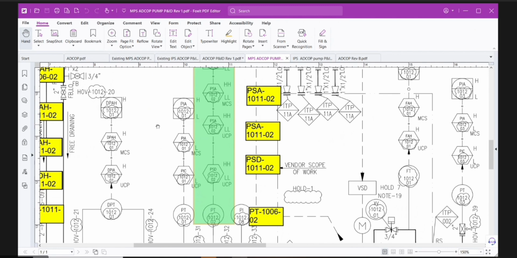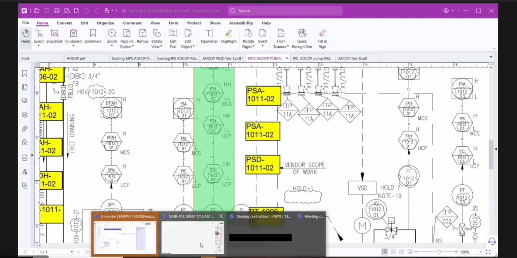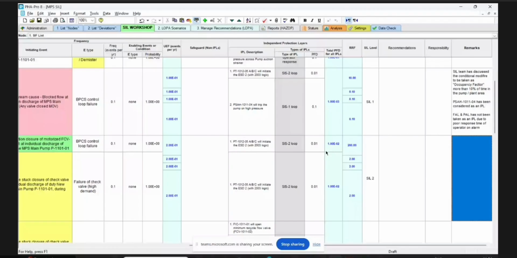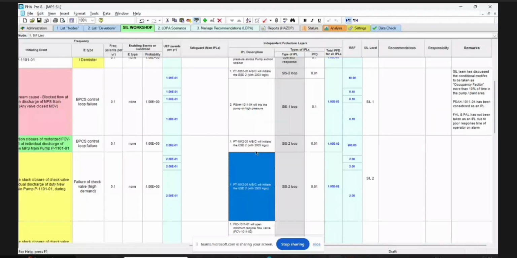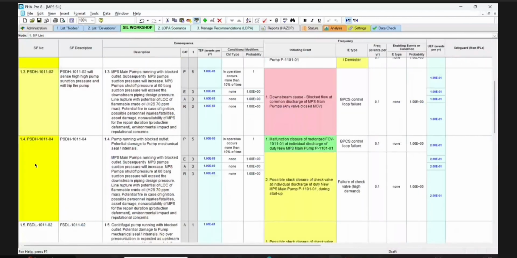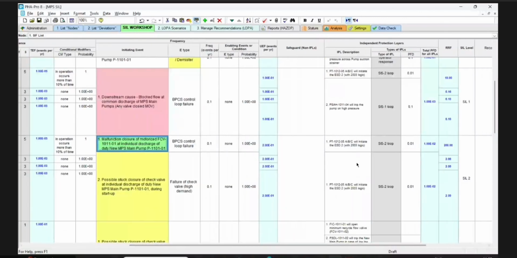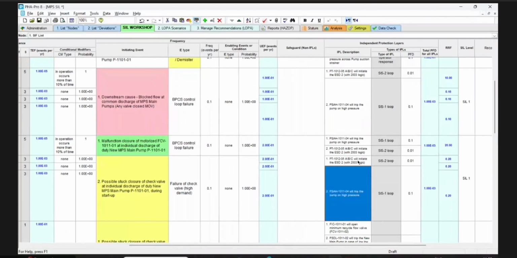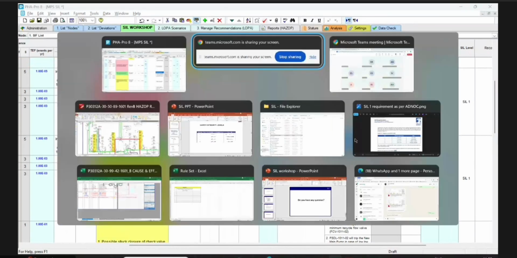So guys, let me share my screen, because they are complementing each other. So here I have taken PSAH, I have taken malfunction. I have taken this, I will put it here. Then I put the tag number. What is the tag number of this one?